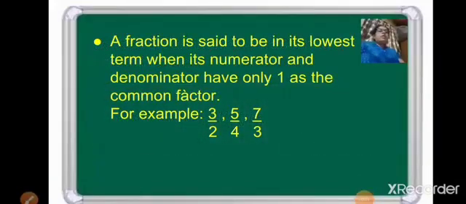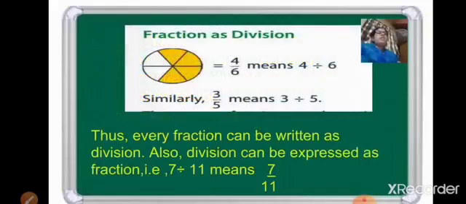A fraction is said to be in its lowest term when its numerator and denominator have only 1 as the common factor. Now here in the examples, 3 upon 2, 5 upon 4 and 7 upon 3, the numerator and the denominator have only 1 as the common factor. They do not have any other common factor. Okay, so such types of fractions are said to be in their lowest term.